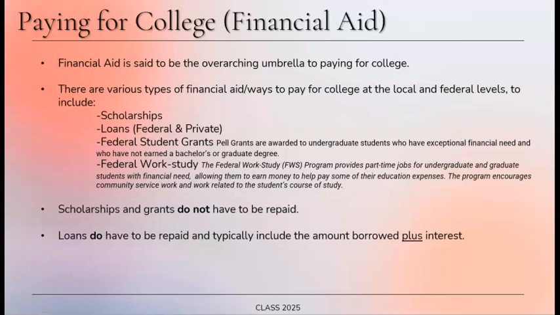So federal student grants, or Pell Grants as they're often referred to, are awarded to undergraduate students who have exceptional financial need and who have not earned a bachelor's or graduate degree. Qualifying for this federal Pell Grant requires you to have completed the FAFSA.